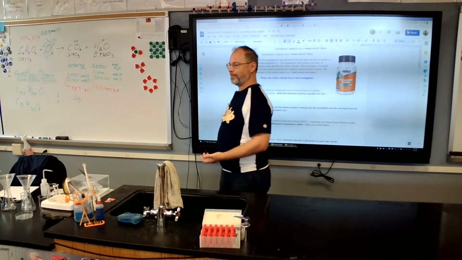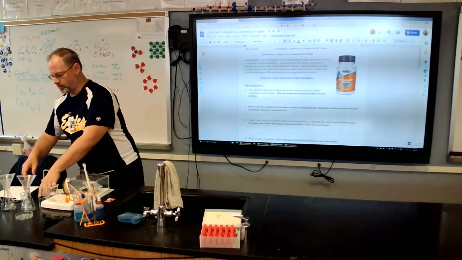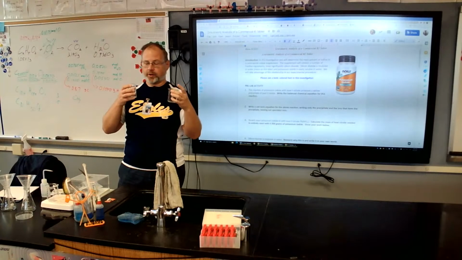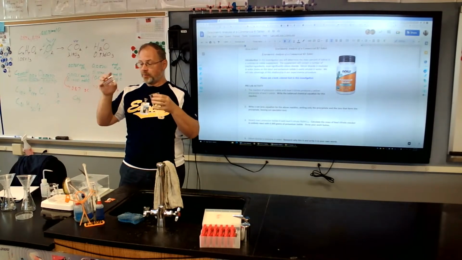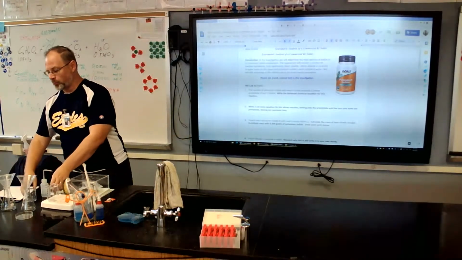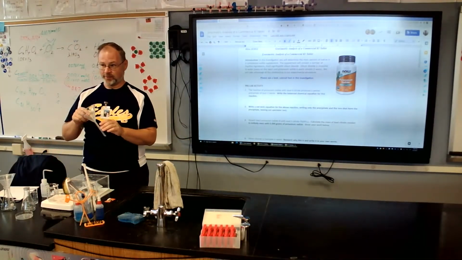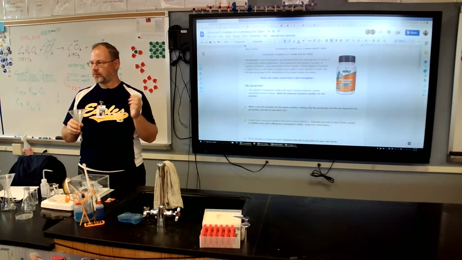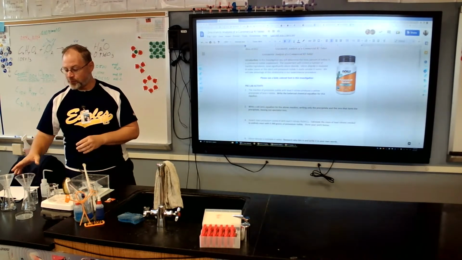So last year, you dissolved some potassium iodide in one beaker and lead nitrate in the other beaker, and you put them together and they made a yellow powder. Then you filtered that yellow powder in a funnel. Remember that? And then you let it sit, and it was great. So that's what you did last year.